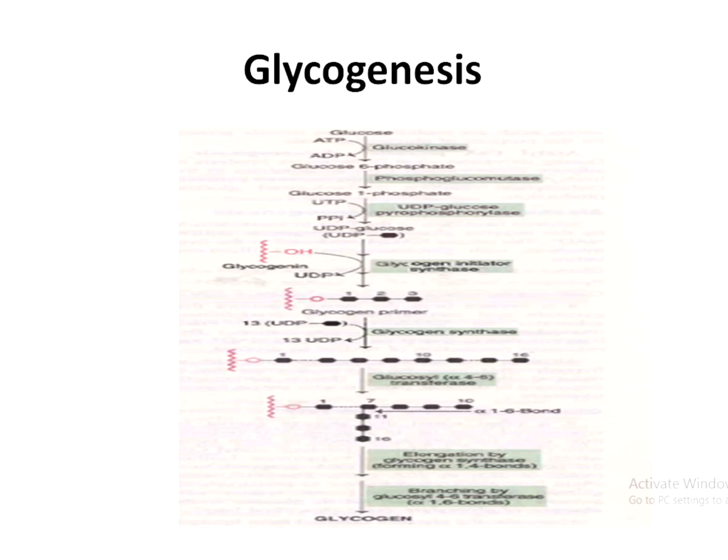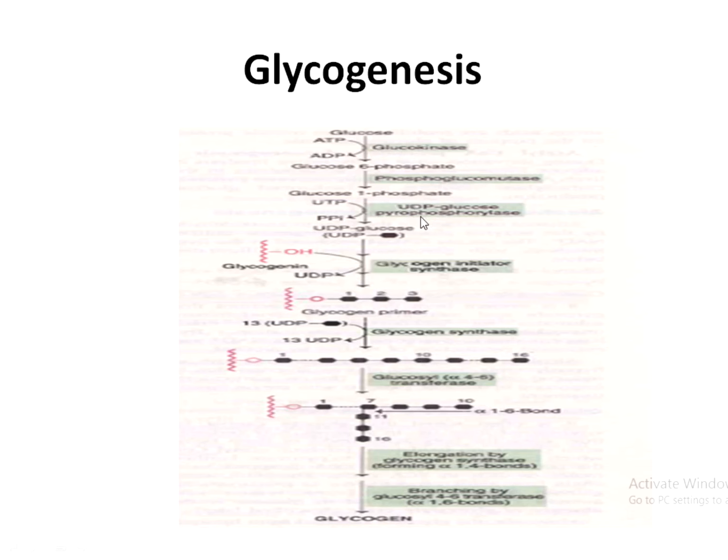Glycogenesis is the synthesis of glycogen from glucose, and this reaction takes place in the cytosol. First we start with glucose. Glucose reacts with glucokinase, and at that time ATP is converted into ADP. We get glucose 6-phosphate. Then it reacts with phosphoglucomutase, and we get glucose 1-phosphate.